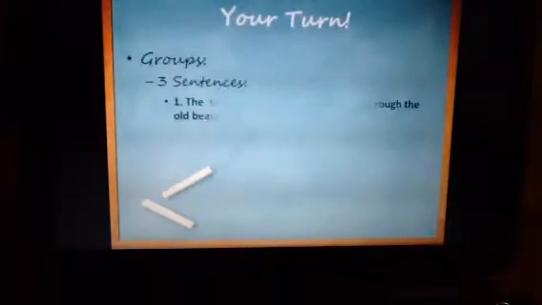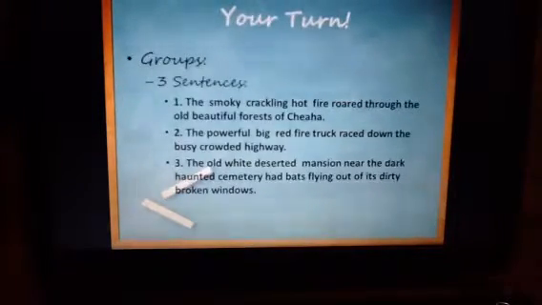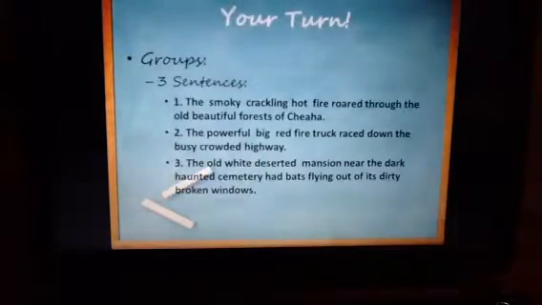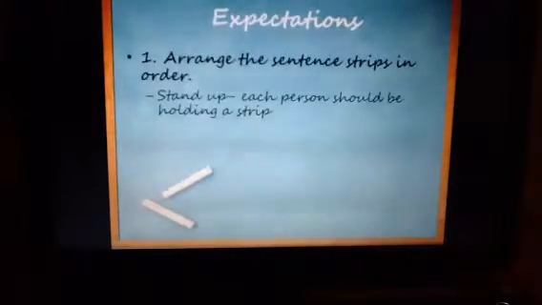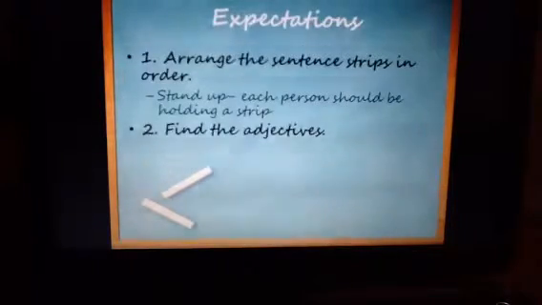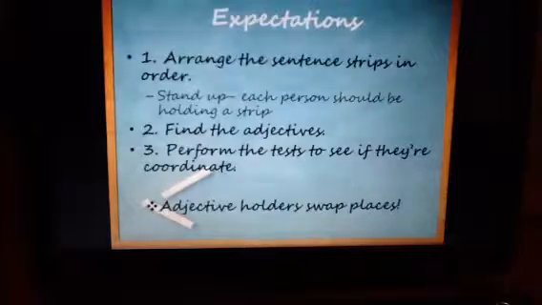All right. Now what I want you to do is within your groups of four people, you have three sentences. Each sentence is split up into sentence strips. I want each of you to grab a sentence strip from the sentence, okay? You're going to stand up. You are going to get in order as far as how the sentence should read. And I want you to find the adjectives in the sentences. And I want you to decide if they're coordinate or not.